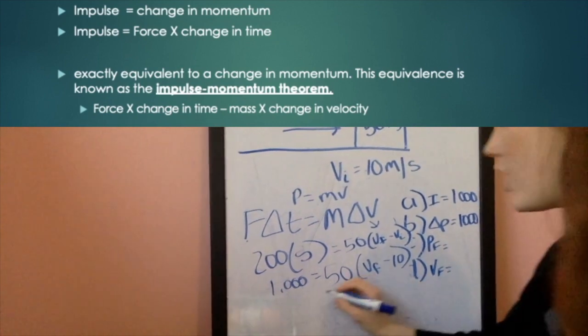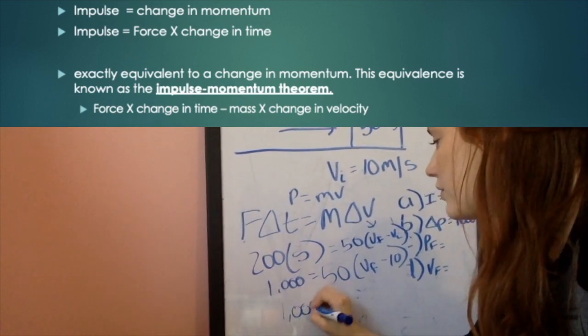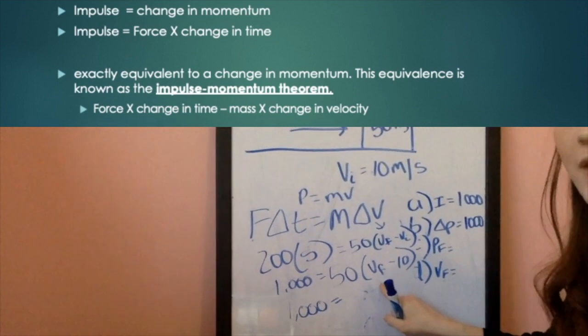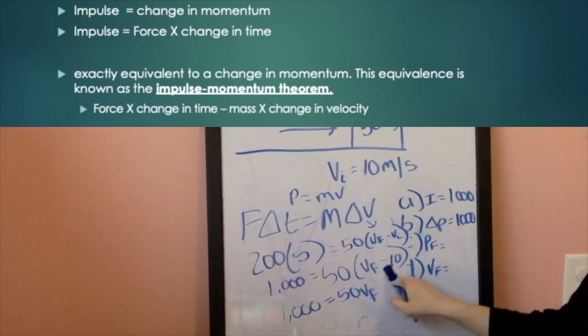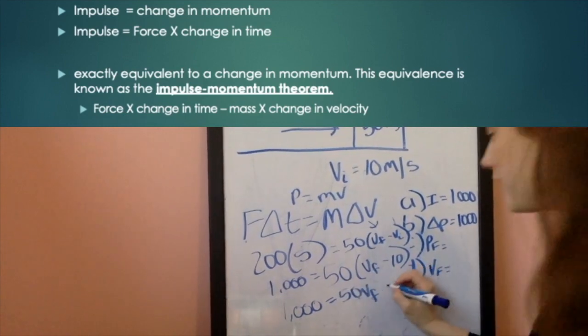All right, so 1,000 is equal to 50 times our final velocity, so it will be 50 VF, minus, what is 50 times 10? 500.